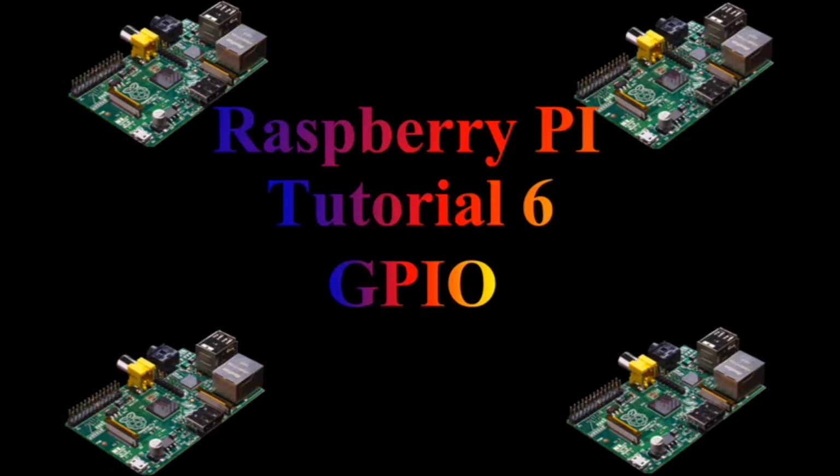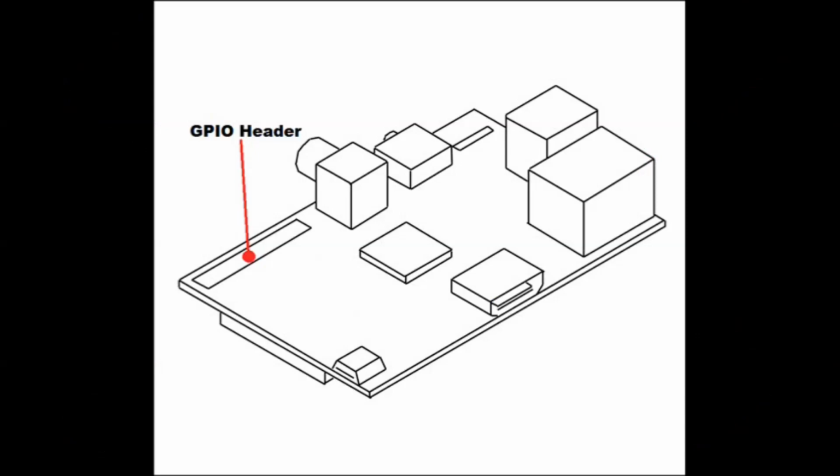Welcome to the sixth video in the Raspberry Pi tutorial series. In this tutorial we will look at the GPIO, and the Python programming language. We will build a simple electronic circuit, attach it to the Raspberry Pi's GPIO header pins and write a simple program which will output to the circuit.